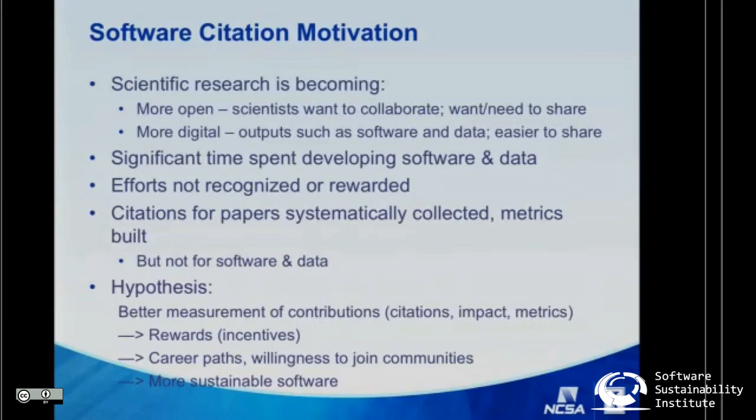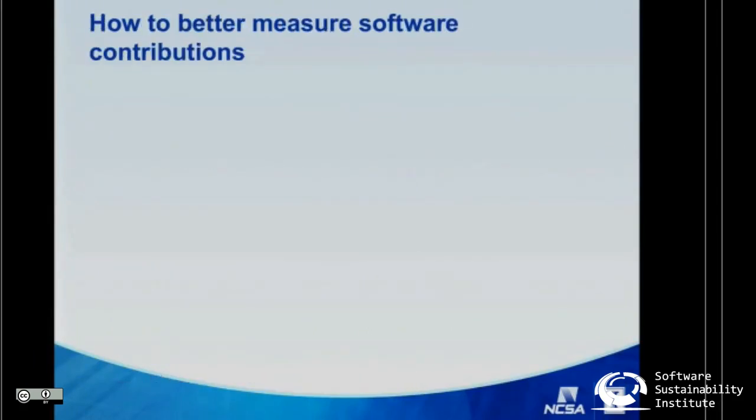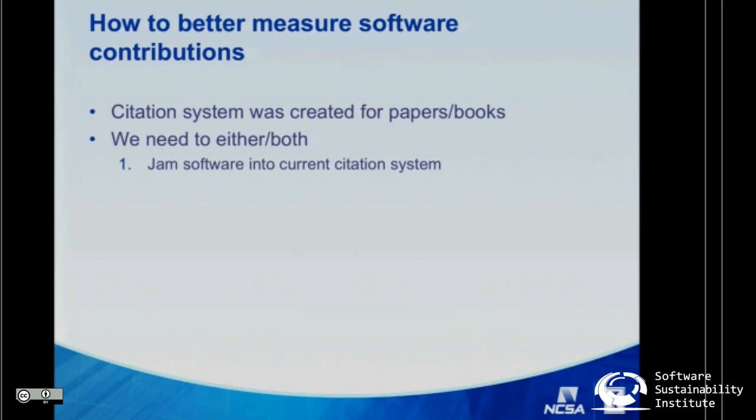Having said that, the citation system was really created for papers and books. So we have to do one of two things. We either have to jam software into the current citation system, or we have to rework the citation system completely. The approach that we've taken is to focus on the first one because the second one is too hard, even though I think a lot of people would say the second one is really the right thing to do. It's just not something that we can see how we're going to do in a year. And that was part of what we wanted to do here.